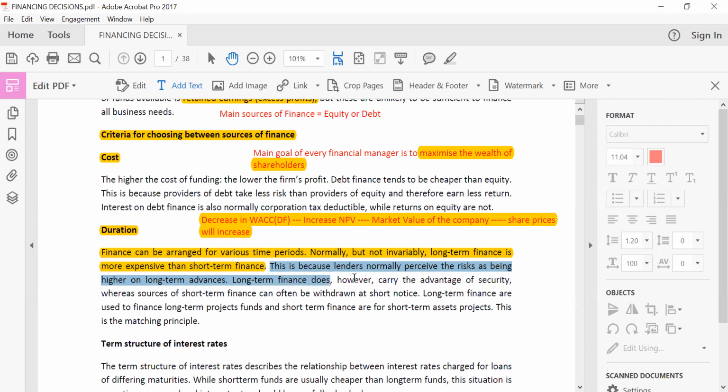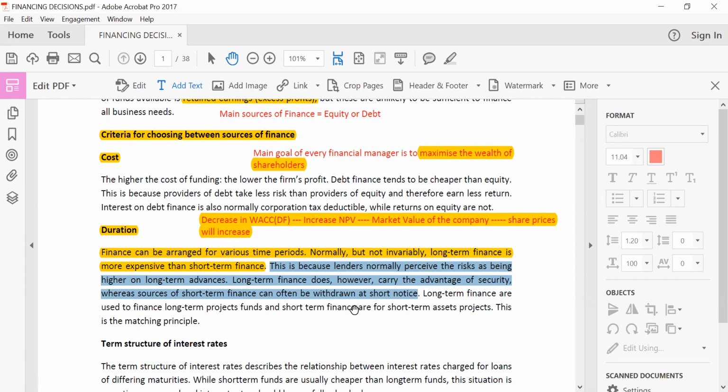Long-term finance does, however, carry the advantage of security, whereas sources of short-term funds can often be withdrawn at short notice, right? So in the case of a long-term finance, mostly they tend to charge you a huge collateral to compensate for the risk of default. But in the case of short-term, no huge security is actually taken. If you are going for overdrafts, we will not ask you to bring a collateral based on the house or the land that you have. This is just an overdraft, just something small, allowing you to withdraw something in excess of how much you have with us, right?